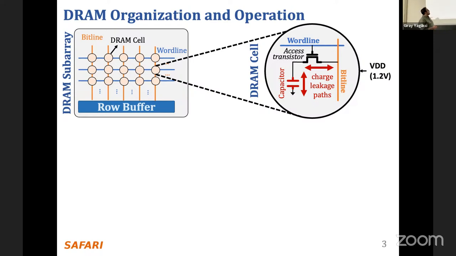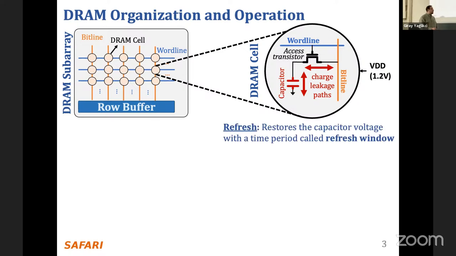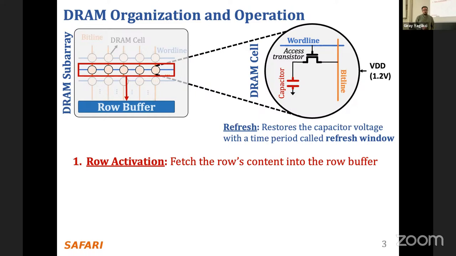Okay, so we have multiple charge leakage paths within a DRAM cell. DRAM is a volatile technology. It leaks charge over time and loses data. To avoid that, we need to perform an operation called refresh periodically that restores the capacitor voltage, with a time period called the refresh window. To access data in a DRAM row, we first need to activate this DRAM row to fetch the row into the row buffer. This activation happens by putting a high voltage on a lane called the wordline. And we drive this lane with 2.5 volts based on the DDR4 standard.